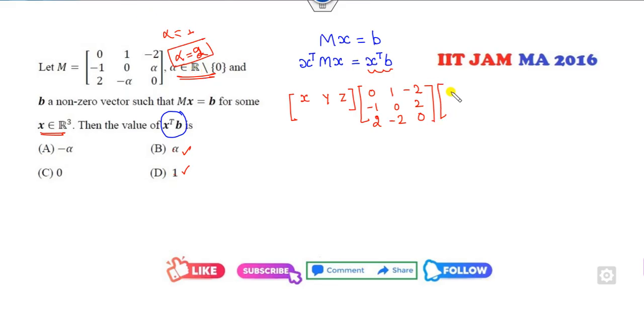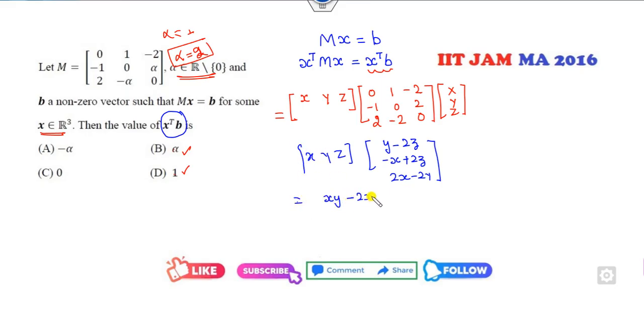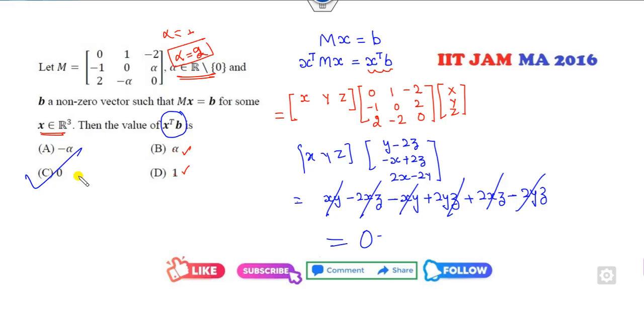Then it will be x, y, z. Fine. So now I can multiply them. Firstly, I multiply here. It will be y minus 2z. Then minus x plus 2z. And it will be 2x minus 2y. Then multiplying with x, y, z, so what is that? It is xy minus 2xz minus xy plus 2yz plus 2xz minus 2yz. So this value will be cancelled, 2xz cancels, so this value will be 0. So 0 is the right answer.